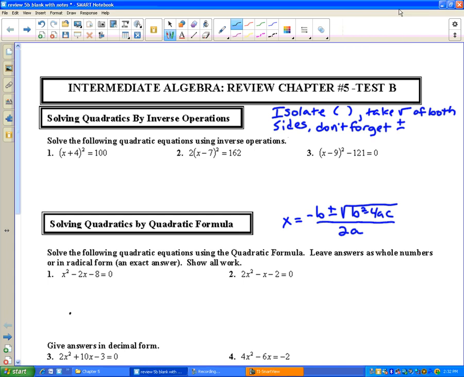Chapter 5, Review Test B. Here is my answer key worked out.